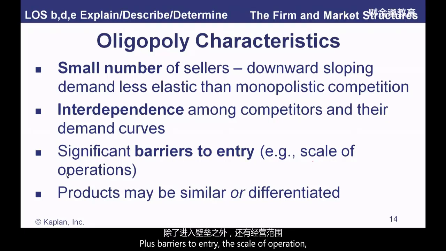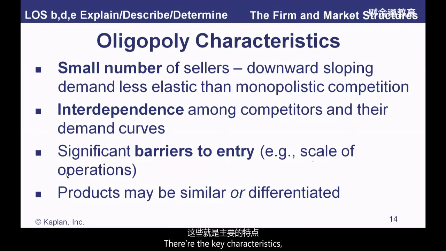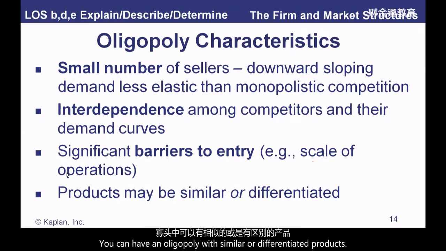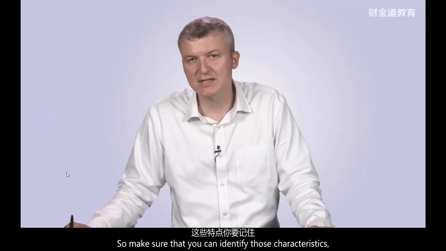Classic barrier to entry, the scale of the operation. If you're huge already, it's very difficult for a small firm to come in and challenge you. They're the key characteristics. In terms of the product, it doesn't really matter. You can have an oligopoly with similar or differentiated products. So make sure you can identify those characteristics.